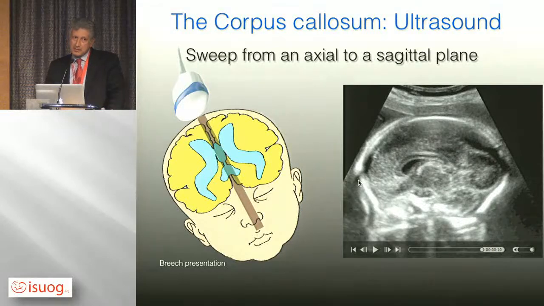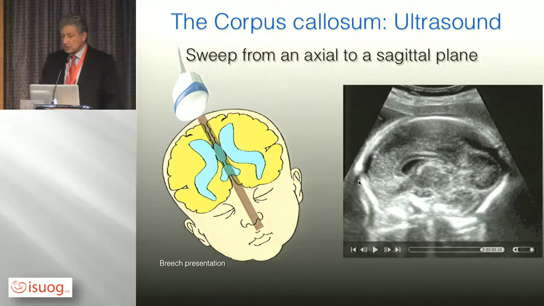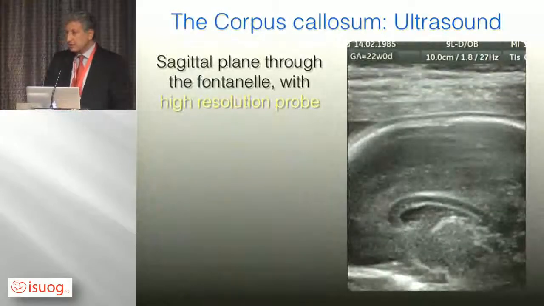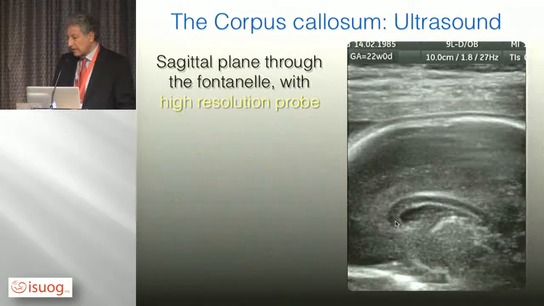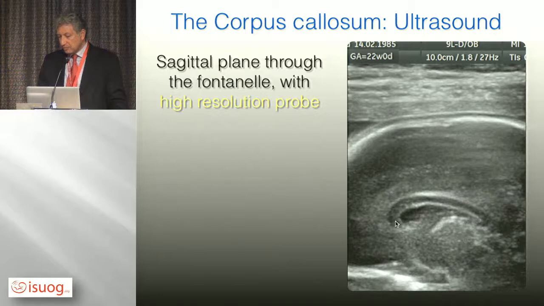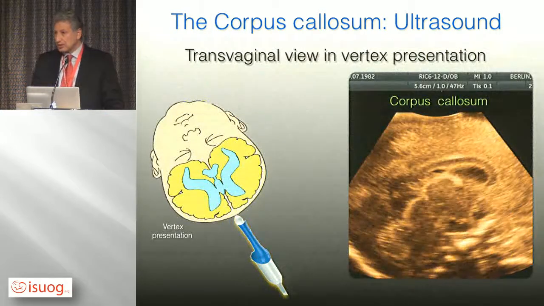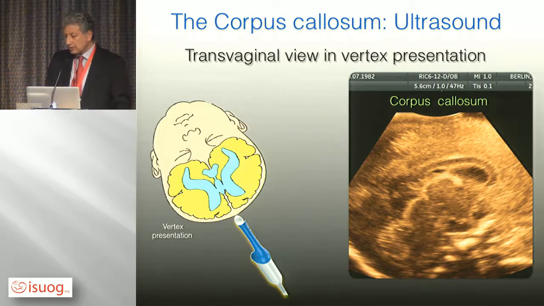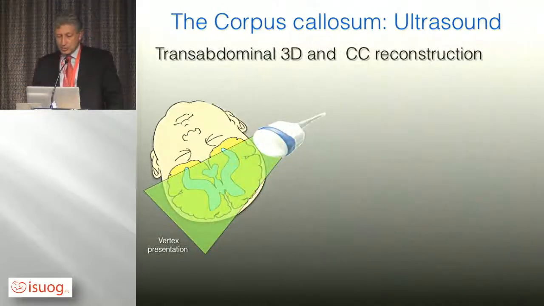Lately I have been using this high resolution transducer, and in a breech presentation, this is what we can see. I agree it could be more than enough for my purposes, and Bernard Benoit showed us that it's possible. Or if it's a vertex presentation, then you go transvaginally to demonstrate the corpus callosum. Some will turn or rotate the baby until they get it into vertex presentation to get the corpus callosum demonstrated in high resolution.